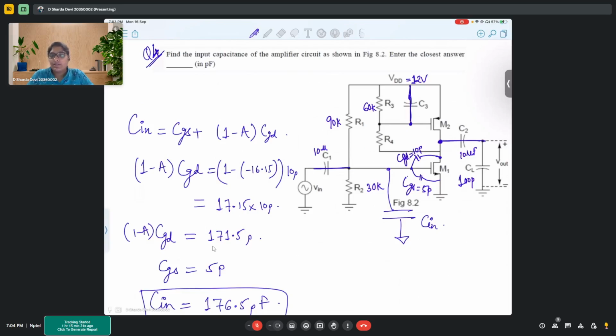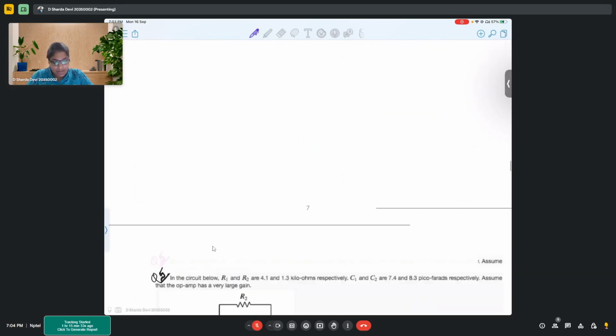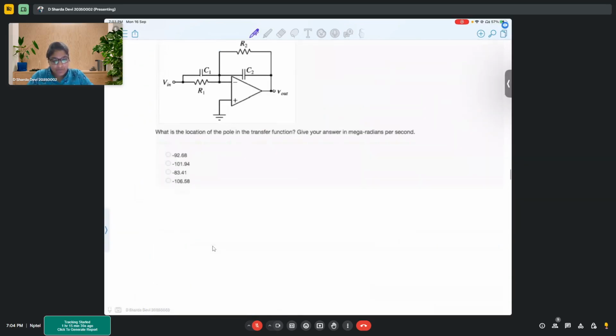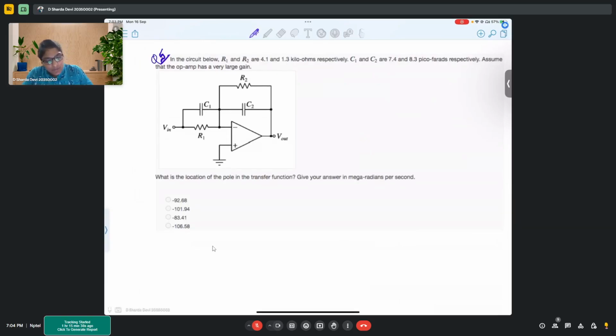Okay, so moving on to the next problem. In this problem, you have the circuit with op-amps where R1 is 4.1, R2 is 1.3, C1 is 7.4, C2 is 8.3. Assume the op-amp has very large gain. So what is the location of poles in the transfer function?